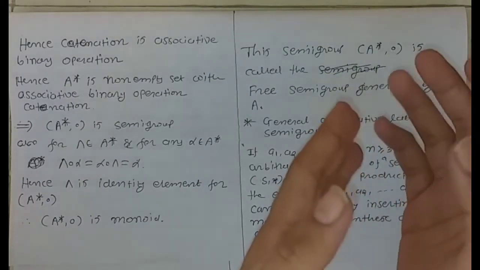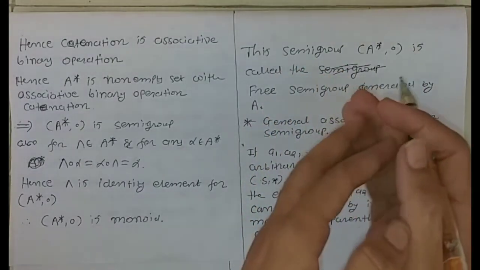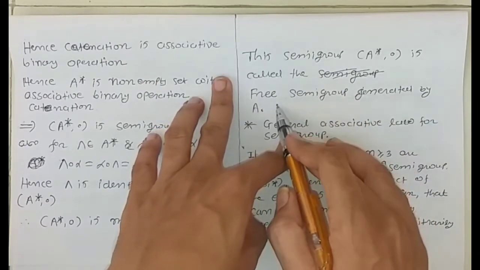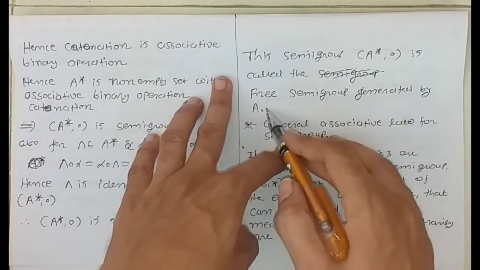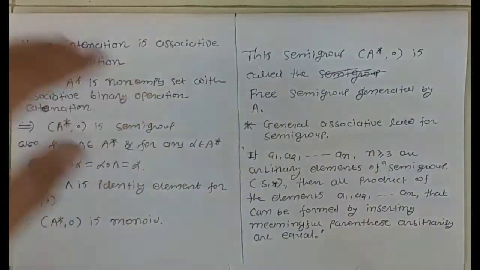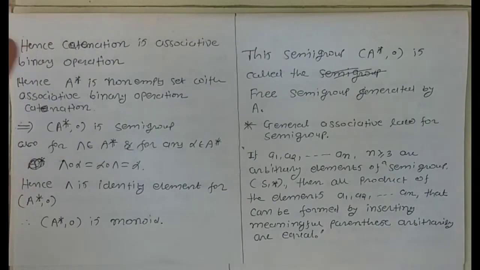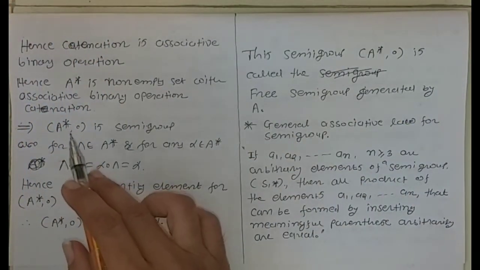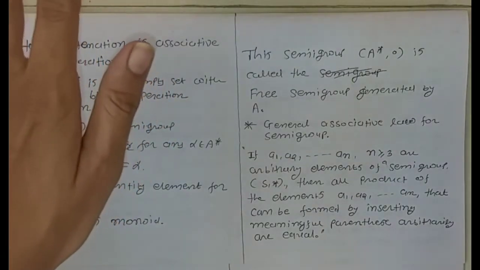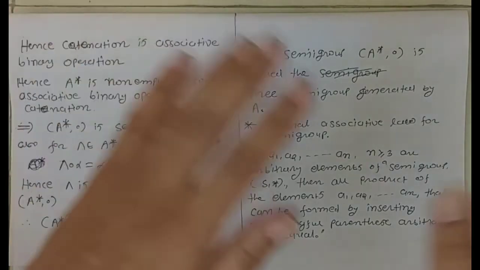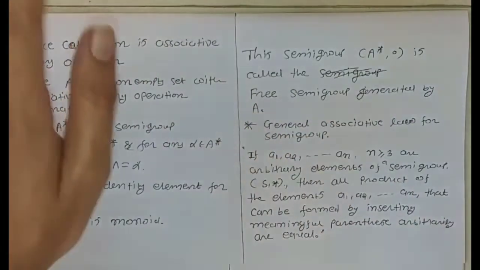This construction gives us a semigroup. This semigroup, A star with catenation, is called the free semigroup generated by set A. This is our aim. We wanted to construct the free semigroup generated by set A, and this semigroup A star with catenation is that semigroup. We are done by this explanation.